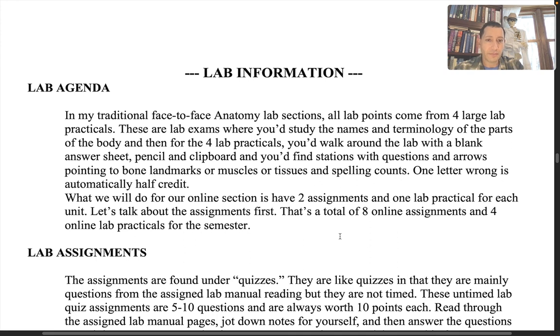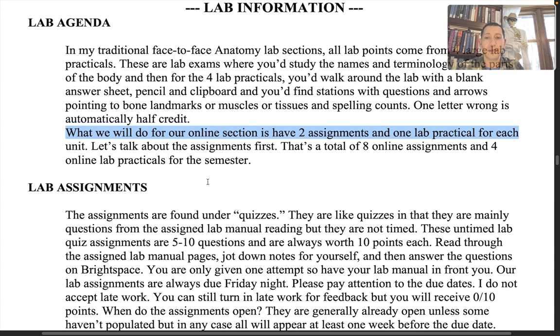I'm not really going to do that. We have to change a lot of things because this is online. So what we will do for our online section, and this could very well be different than what you did for A&P1 if you took someone else, is have 2 assignments and 1 lab practical for each unit. Everything's online. Let's talk about the assignments first. We have four units, right? 4 lecture units, 4 lab units. So in each unit, there's going to be 2 assignments and then a lab practical.